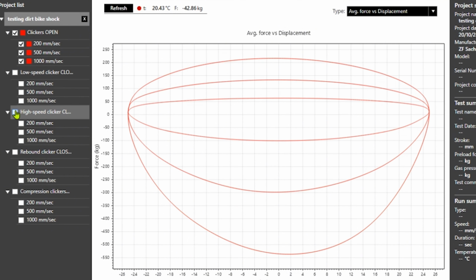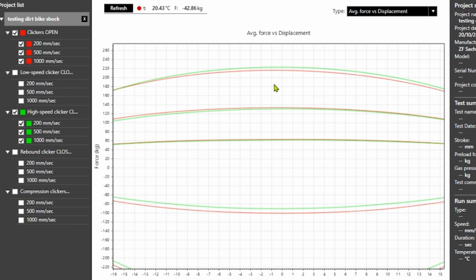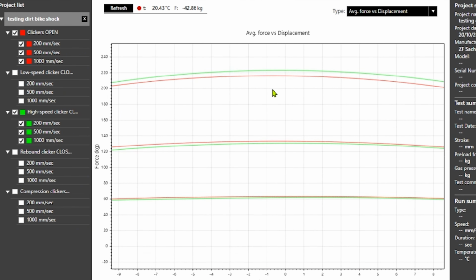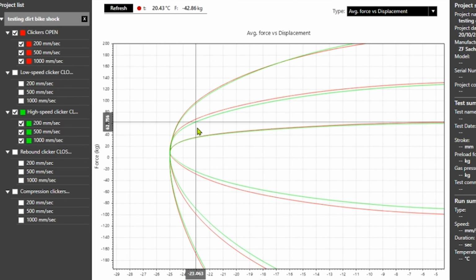If we now select the high-speed compression damping clicker closed, we get a very different result than the previous adjuster. As the name implies, this adjuster is usually felt only on higher speeds of compression, and at 1000 mm per second we can identify a small increase in the maximum damping, but besides that, nothing much. Does this mean this shock is bad?